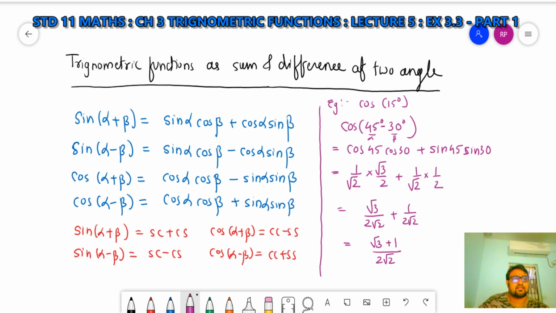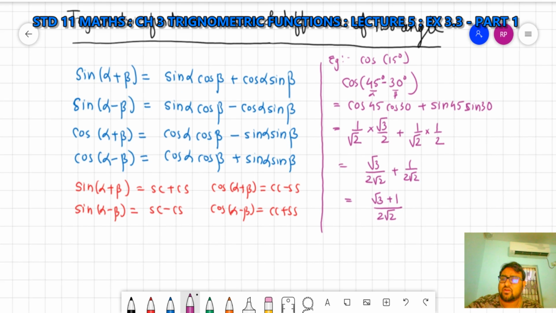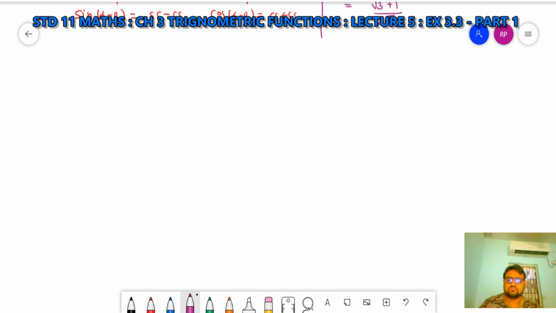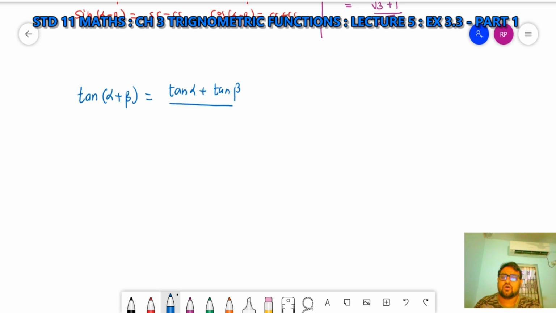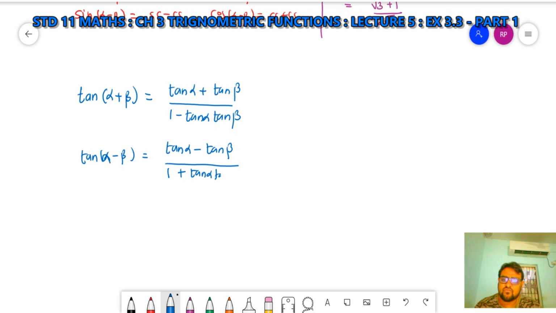Now the formulas in terms of tan and cot. Tan alpha plus beta will be equal to tan alpha plus tan beta upon 1 minus tan alpha tan beta. Clear? And second is tan alpha minus beta. This will be equal to tan alpha minus tan beta upon 1 plus tan alpha tan beta. Clear? So this was the formula for tan.